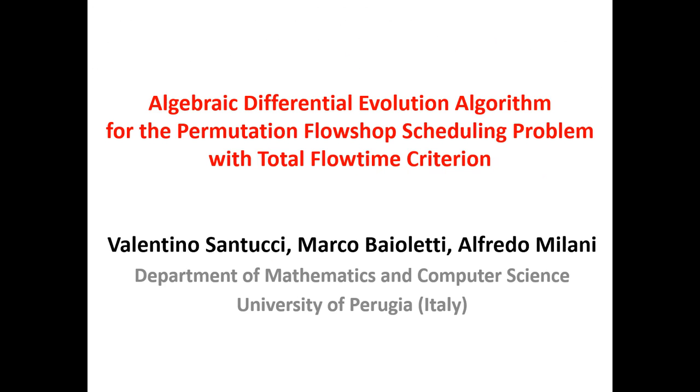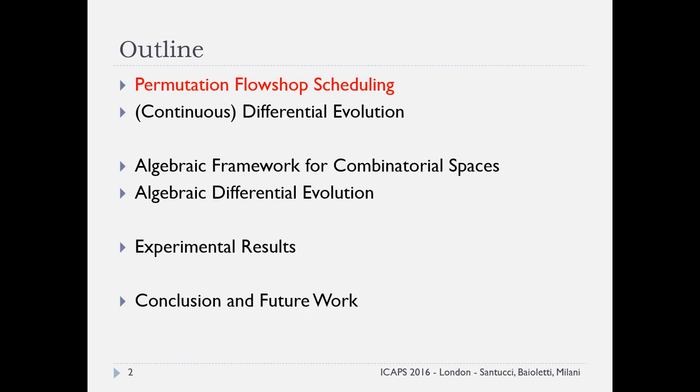Okay, I'm Valentino Santucci. This paper has been published in IEEE Transactions on Evolutionary Computation, and it mainly consists of a new evolutionary algorithm for the permutation flowshop problem.